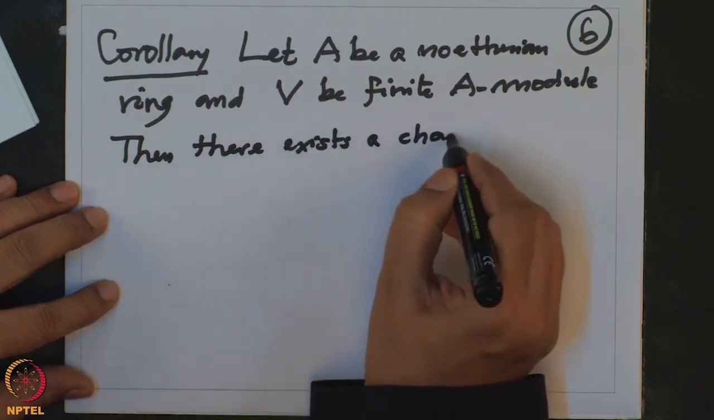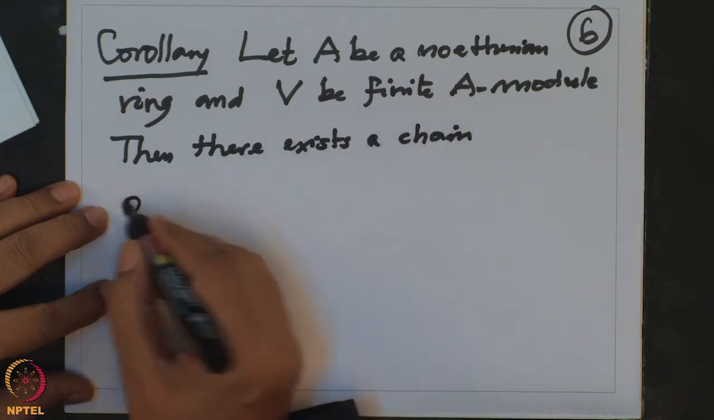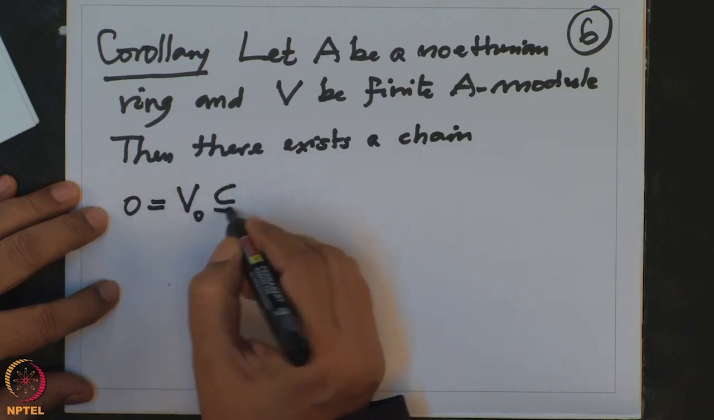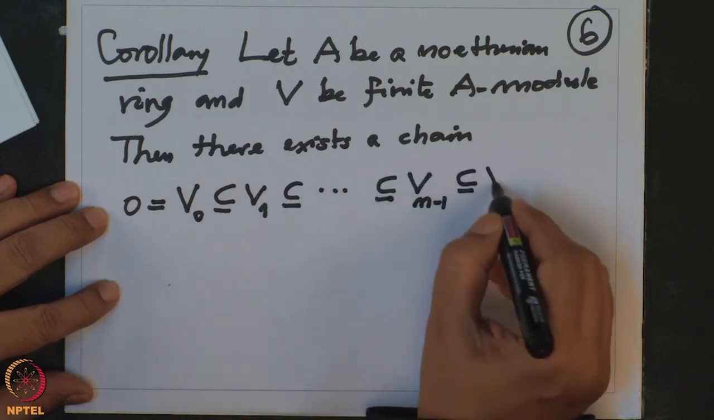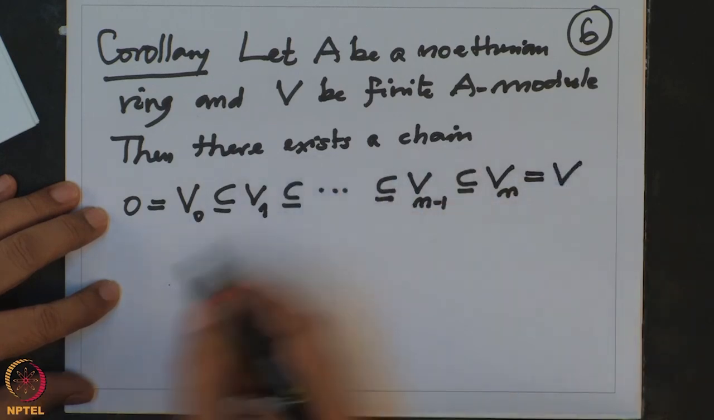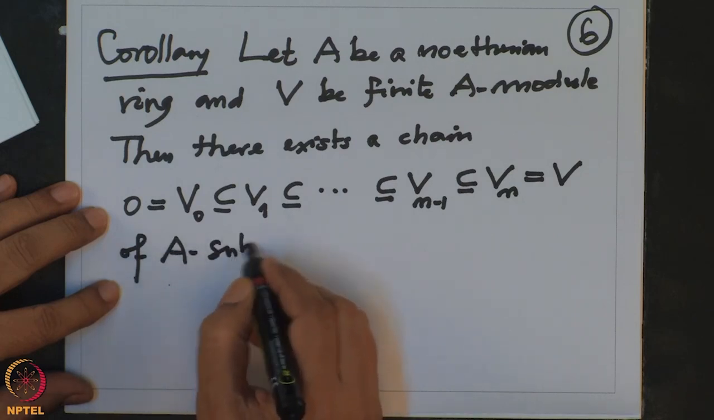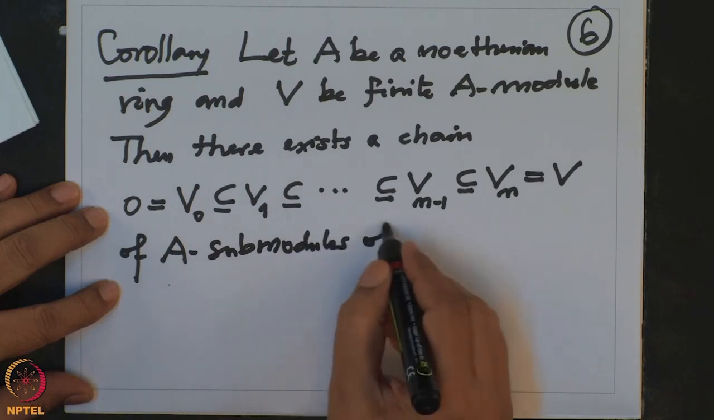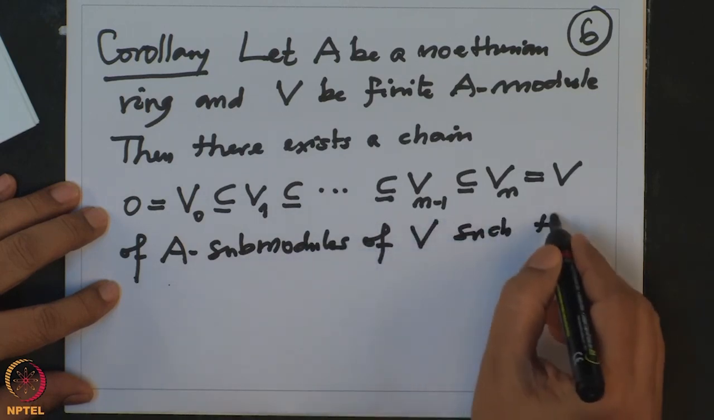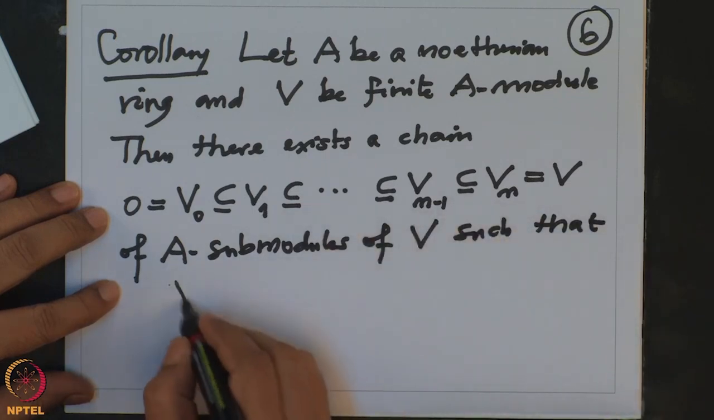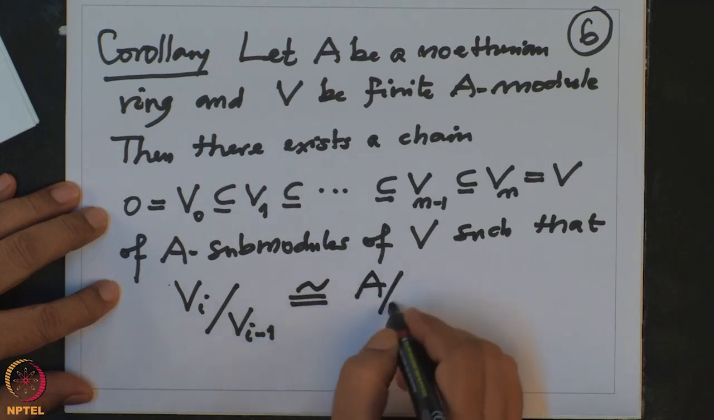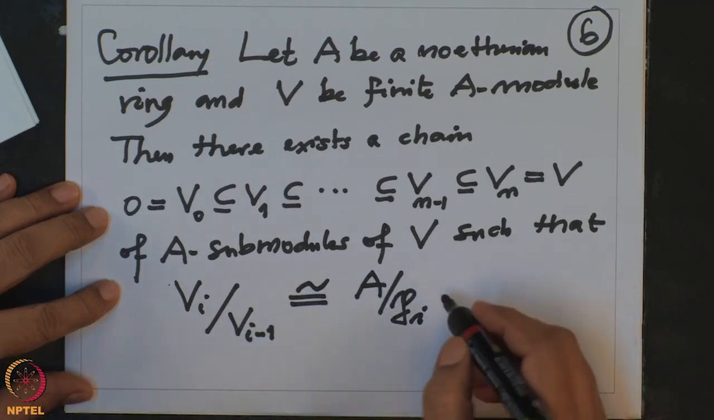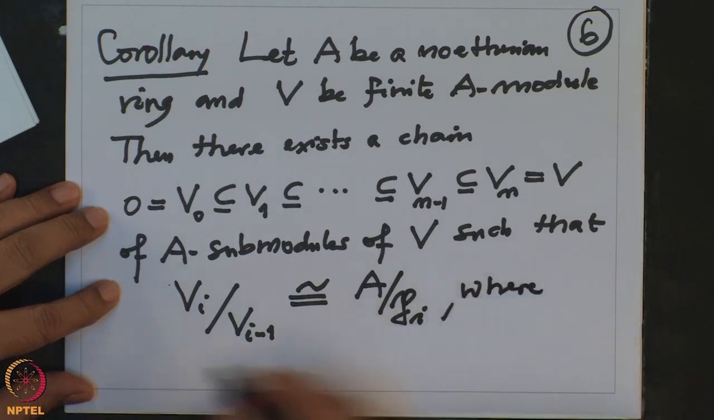a chain 0 equal to V0 contained in V1, etc., contained in Vn minus 1, contained in Vn which is V. There exists a chain of A submodules of V such that the successive quotients Vi modulo Vi minus 1 are isomorphic to A by Pi, where the Pi's are prime ideals in A.